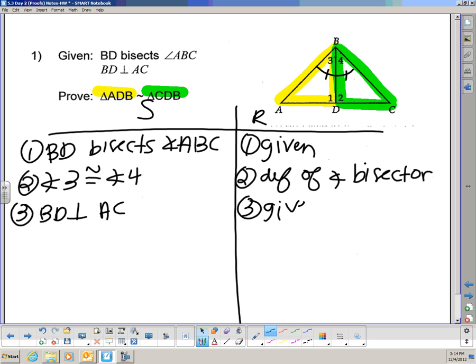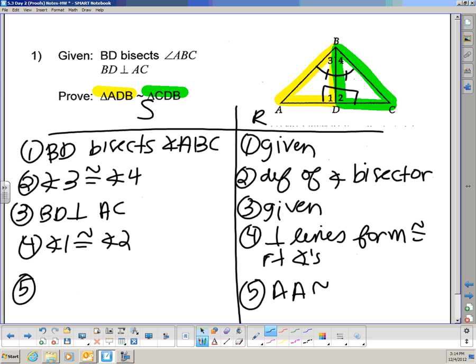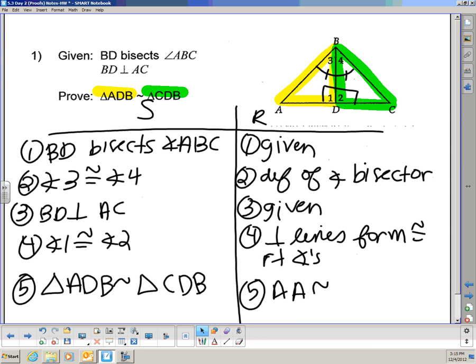Well, perpendicular lines form congruent right angles. That's an old reason. Where are those right angles? Oh, there they are. They're at 1 and 2. So that's what statement 4 is going to be: angle 1 congruent to angle 2. Well, now you have your angle-angle similarity. You have two pairs of congruent angles. There's your AA similarity, and that means that what they've asked you to prove, triangle ADB, must in fact be similar to triangle CDB. That's the first proof. Not so crazy.